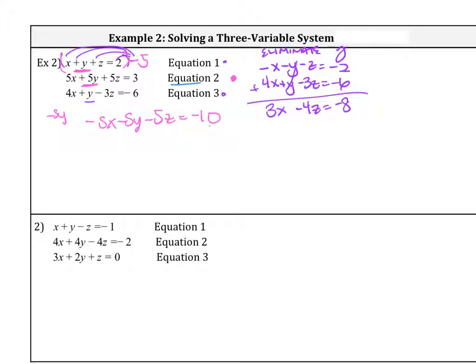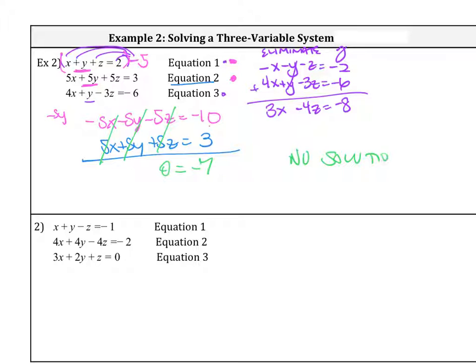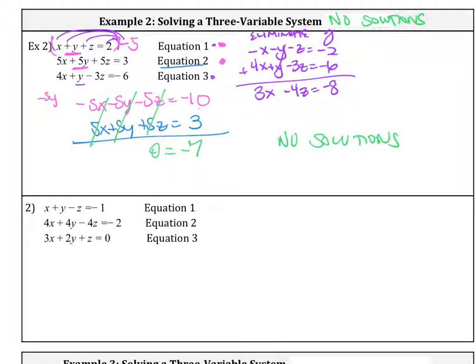Then I add that to equation 2. So equation 2 is 5x plus 5y plus 5z equals 3. Now, when you add this together, you'll notice this is 0, 0, 0: 0 equals negative 7. So this is no solutions. Okay, so it's a special case. So this is solving a three-variable system with no solutions. Pause the video and try this next example, and I'll have the answer for you when you come back.